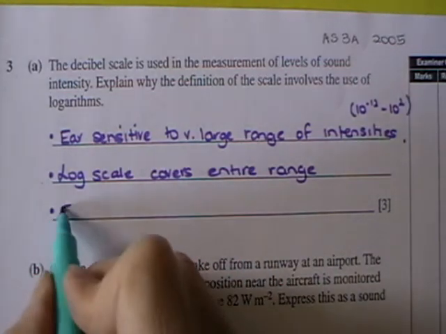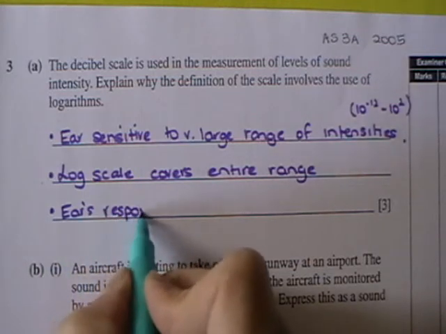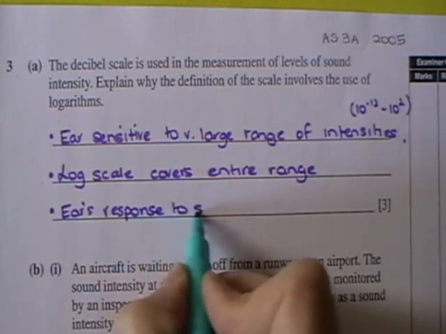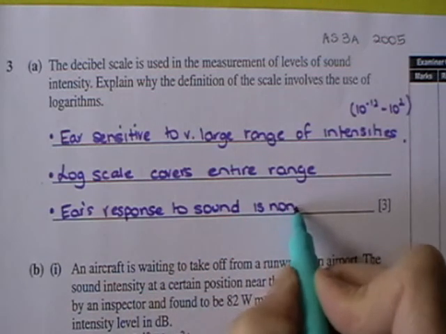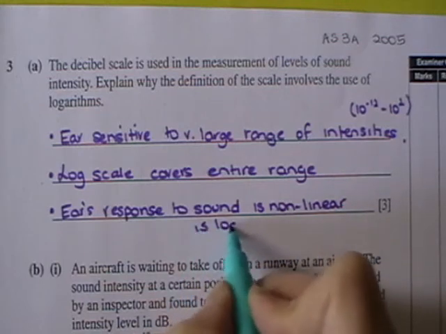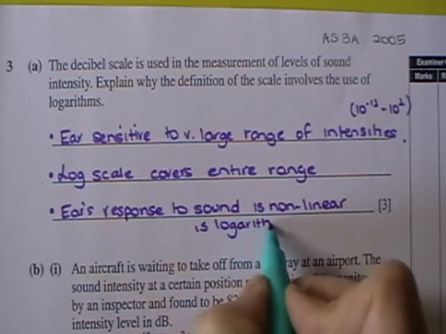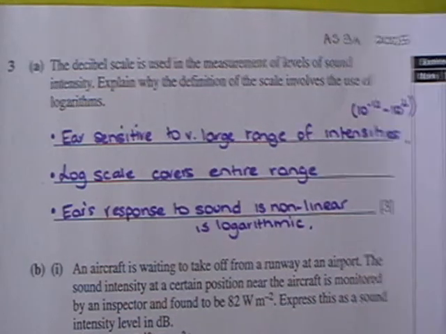And the last one then, the ear's response, and this has come up before as well. The ear's response to sound is non-linear, or in other words, it is logarithmic, which means that the ear doesn't perceive a sound as doubly as loud. It only perceives the sound level to have gone up by a couple of decibels, if that's the case.